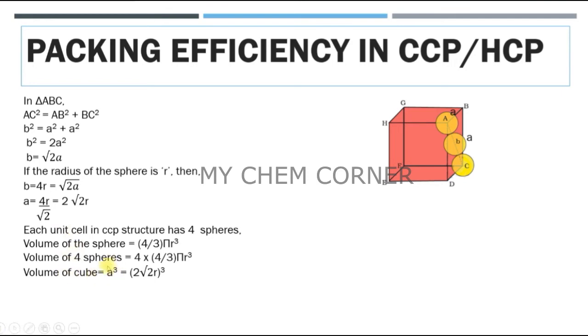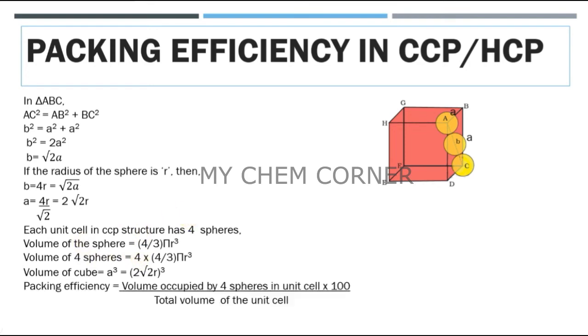Now because we're learning about a cube, the volume of a cube is also of prime importance. So here the volume of cube is nothing but A cube. We just calculated what the value of A is, which is 2 root 2R, so we put that also, cubed. So now we know the volume of the cube, and we know the volume of all 4 spheres. We are going to write the formula of packing efficiency.